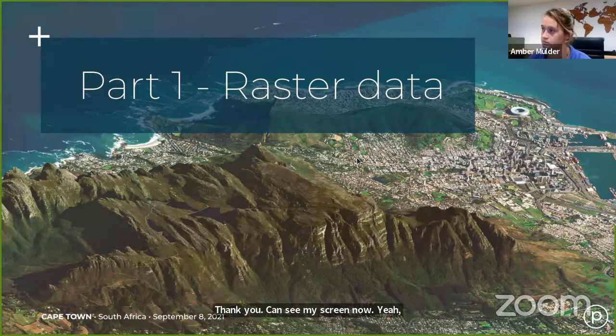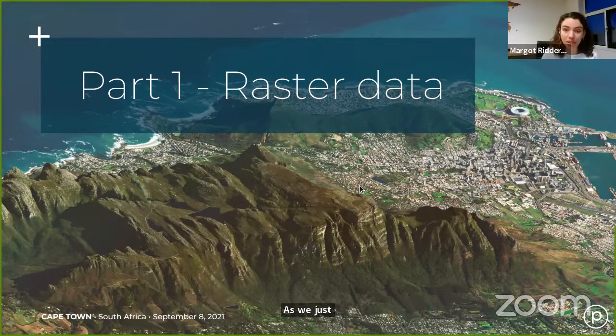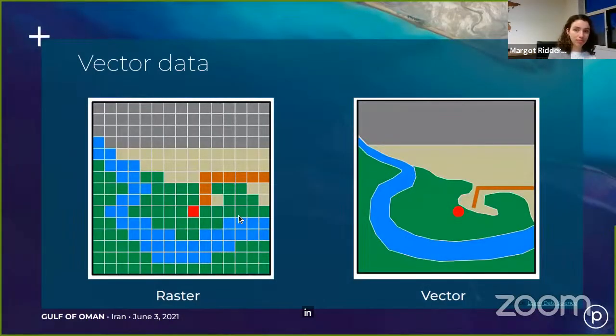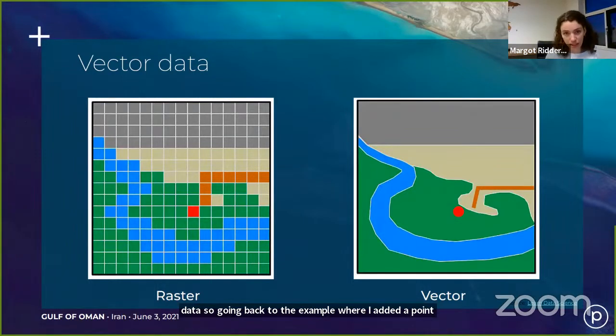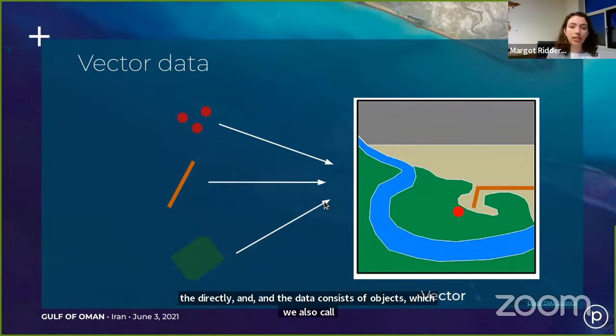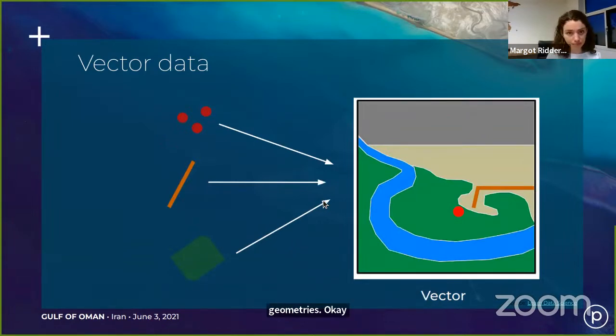Yeah, so as we just finished the raster data, we can dive into our second section, and that is the vector data. Going back to the example I already gave you, I added a point and a line. On the left we have raster data, and then we have vector data. Raster data consists of cells and vector data consists of objects, which we also call geometries. There are three main types of geometries: points, lines, and polygons.